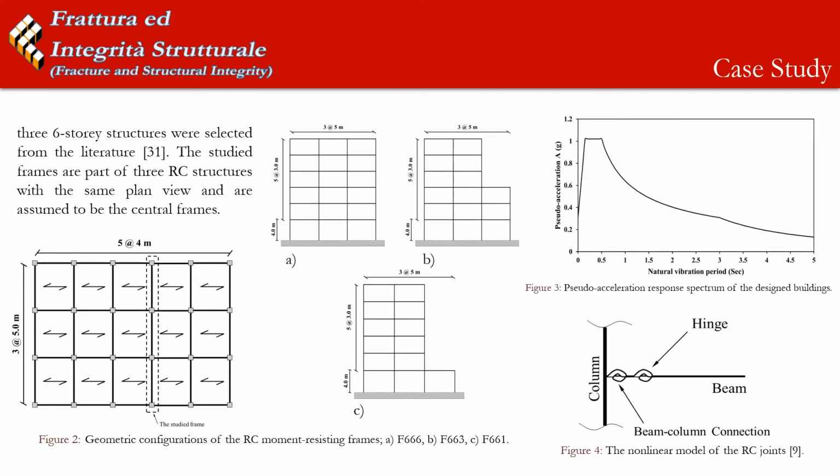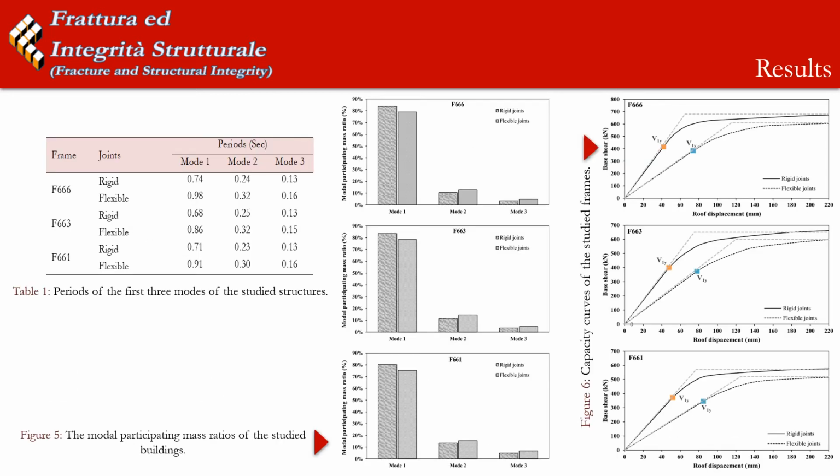To investigate the joint behavior and its effects on the overall performance of RC frames, three 6-story structures were selected from the literature. Here, pushover analysis is performed to estimate the buildings' responses. The results showed that the joint flexibility affects the modal properties of the structure and increases the higher mode effects.